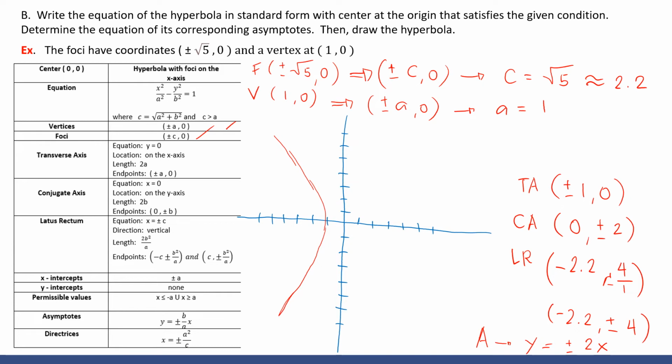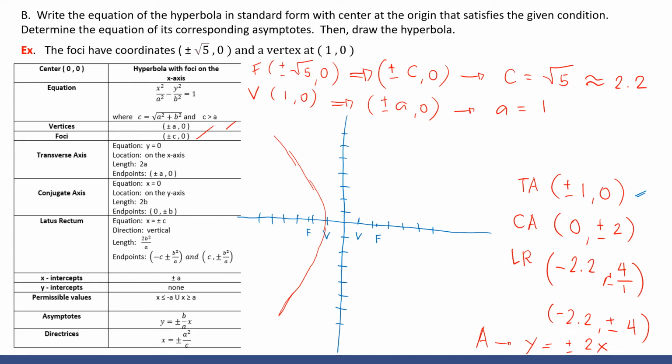So, meaning from the origin, kanan ka ng 2.2 units. At ito ay magsisilbing focus natin. At pag kumaliwa tayo ng 2.2 units, another focus. For the vertices, we have plus minus 1, 0. Here is our vertex. And then another vertex. Ibig sabihin, mag-move ka lang ng 1 unit to the right and 1 unit to the left. Okay? For the endpoints of our transverse axis, it's plus minus 1, 0.